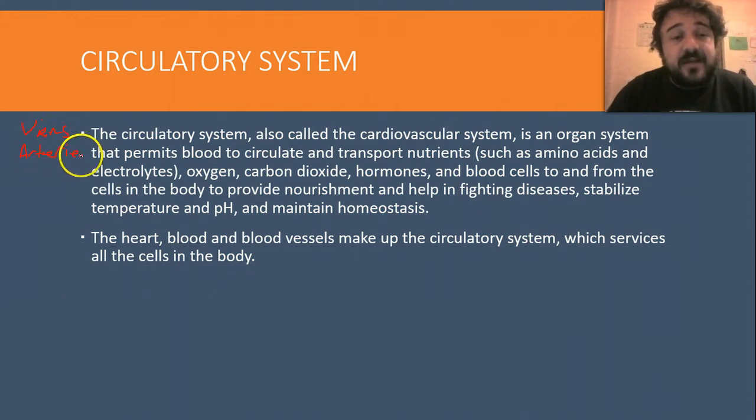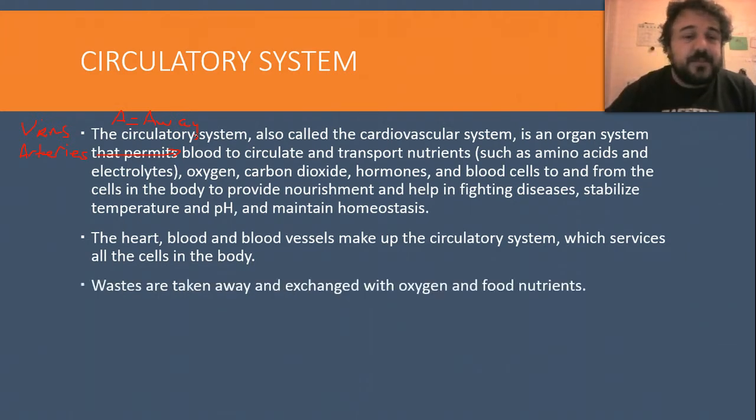A good way to remember this is that arteries go away from the heart. So it's A equals away. If it's an artery, it's going away from the heart. If it's a vein, it's going into the heart. Then you've also got capillaries, which are the little ones, and they take it to the individual groups of cells, whereas the arteries and veins take it to and from just large, big areas, and then it's distributed out from that. So wastes are taken away and exchanged with oxygen and food nutrients.